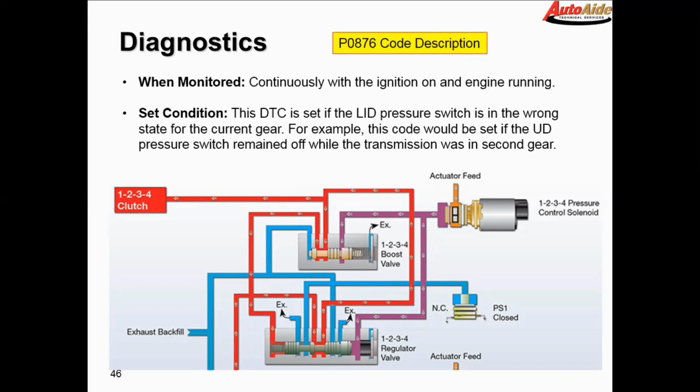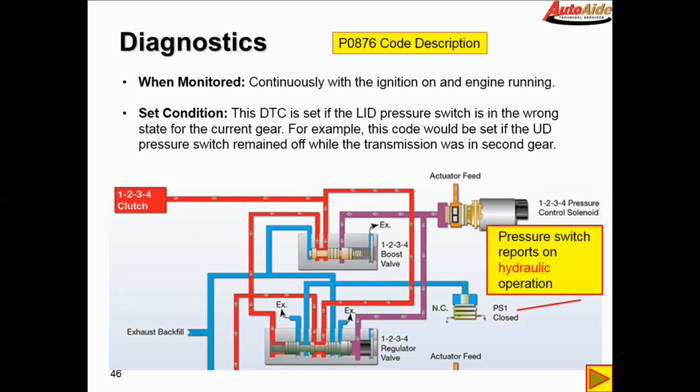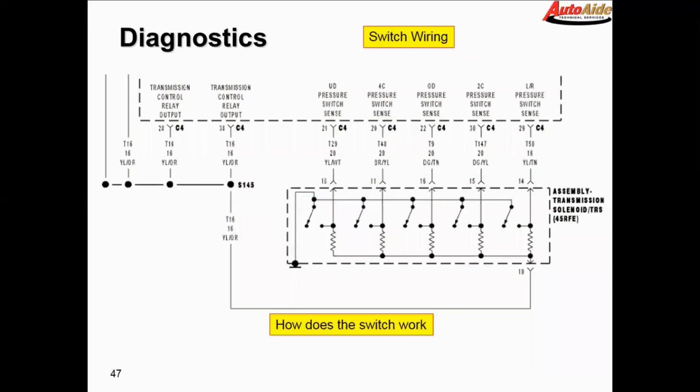And what they're looking for is, did it close within a specific window? And if the answer is no, then they know they've got some kind of a hydraulic issue or something of that nature. Now, it could be the switch, it could be the solenoid, it could be a bunch of different things, but that's how they're monitoring some of these hydraulic channels and that kind of stuff. So a pressure switch really, in this case, is reporting on hydraulic operation.